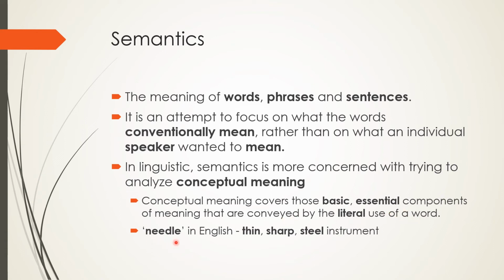And definitely, for example, a needle in English is referred to as a thin, sharp steel instrument. By referring to a needle, we are referring to a thin, sharp, steel instrument, and that is what we are referring to as a conceptual meaning. But there could be other meanings as well. For example, needle could mean injection for the nurses, for the doctors. But in layman's meaning, in dictionary meaning, a needle is an object which is thin, which is sharp, and which is made of steel. If we are referring to the conceptual meaning, we are referring to this kind of meaning. But if we refer to associative meaning, we will be referring to injection by different doctors or nurses. But those associative meanings will not be worked under semantics.